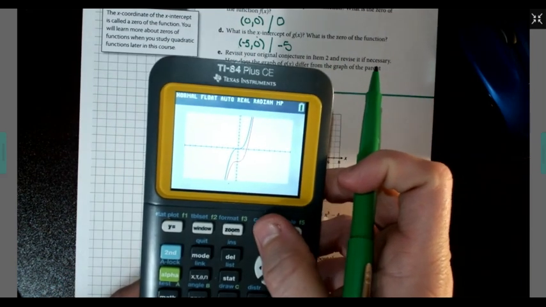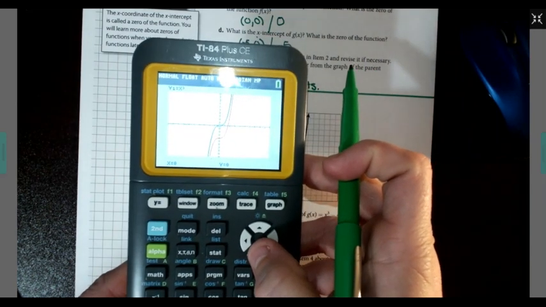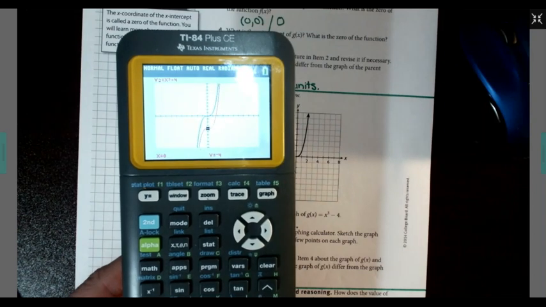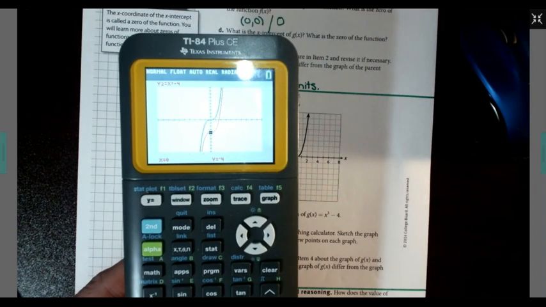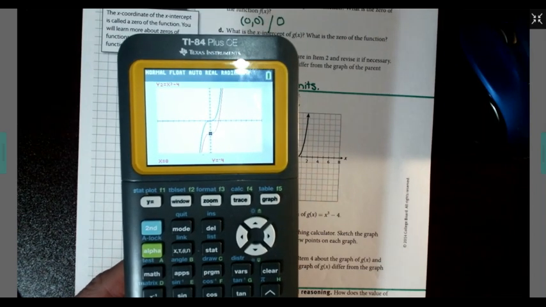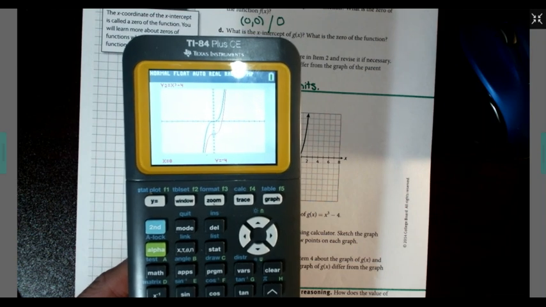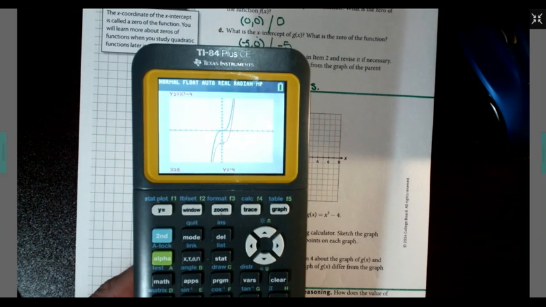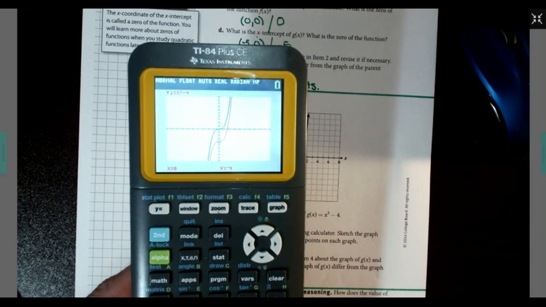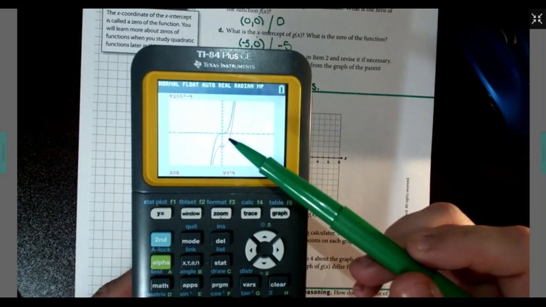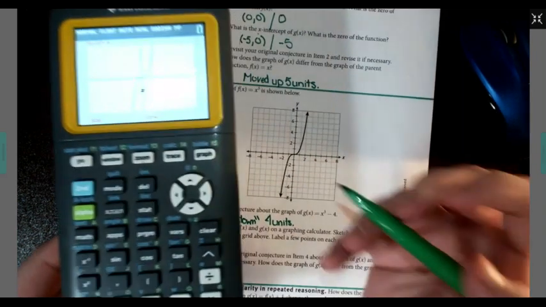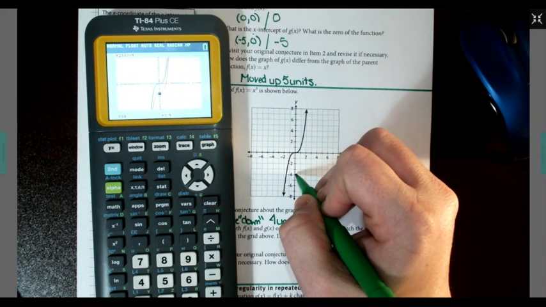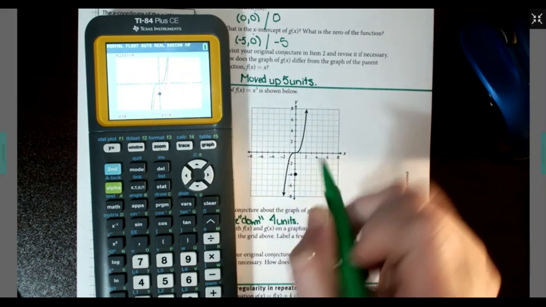What I could do is I could trace. We want to make sure we're on the red line, so I'm going to press the down key, and it's going to put me on the red line. And if I type in a number, it's going to give me the y value that corresponds with that x value. Well, I see at 0, it's at negative 4. So I'm going to go 0, negative 4.